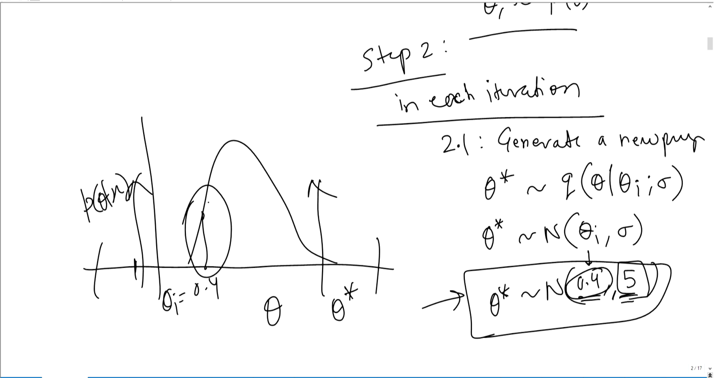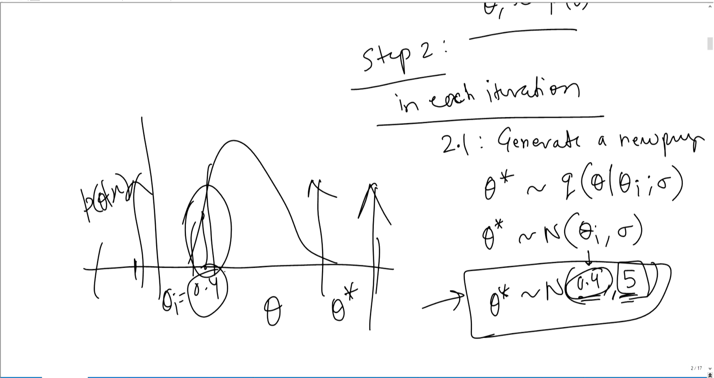If you do not generate a proposal close to theta I and you generate a proposal somewhere, let's say here, then you are not making any use of this information that 0.4 already is in a non-zero posterior density region. You are wasting that entire benefit of using an MCMC algorithm.